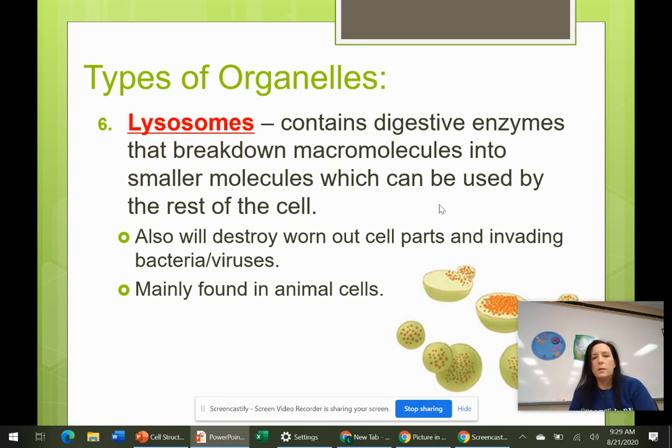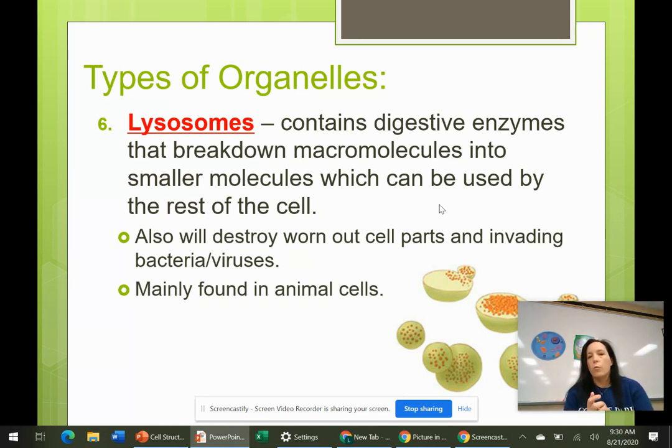Lysosomes. Lysosomes are also seen as dots on other models. Lysosomes contain digestive enzymes. Enzymes are proteins. Remember, they catalyze reactions. They contain digestive enzymes that break down the macromolecules, which is the same as biomolecules, into smaller molecules, which can be used by the rest of the cell. So they're more like the stomach. They're like the digestive piece.